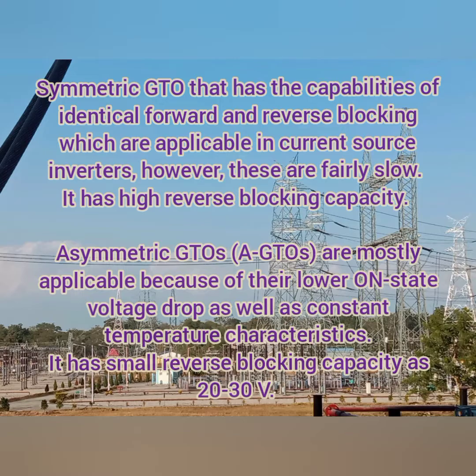The symmetrical GTO is capable of identical forward and reverse blocking, which is applicable in current source inverters. However, these are fairly slow. It has a high reverse blocking capacity also. Next is the asymmetric GTO. This is mostly applicable because of its low on-state voltage drop as well as constant temperature characteristics. So it has a small reverse blocking capacity of 20 to 30 volts.